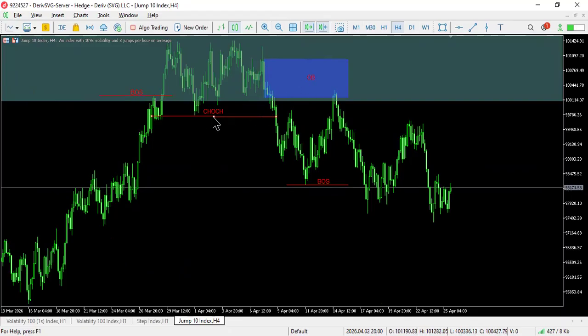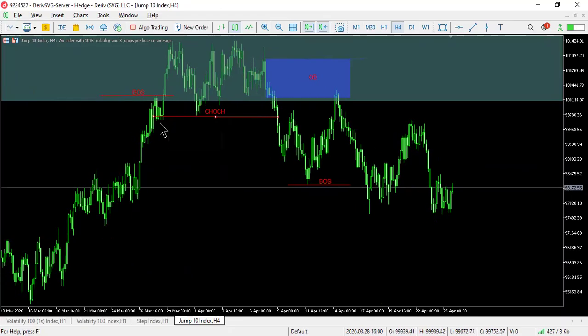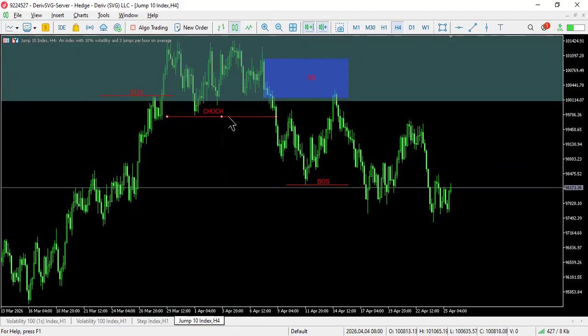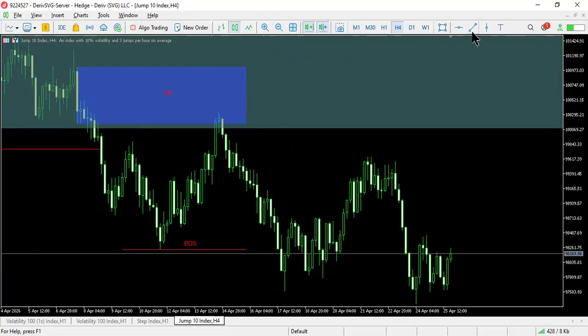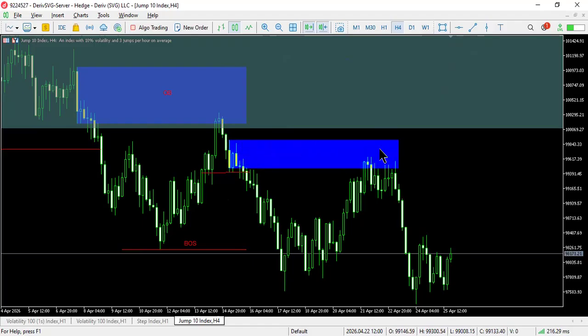So price stepped into that order block, and we are getting a push to the downside. Now we have a break of structure right there. And the order block which caused the break of structure, it is that order block where price stepped in and we got a nice move to the downside.